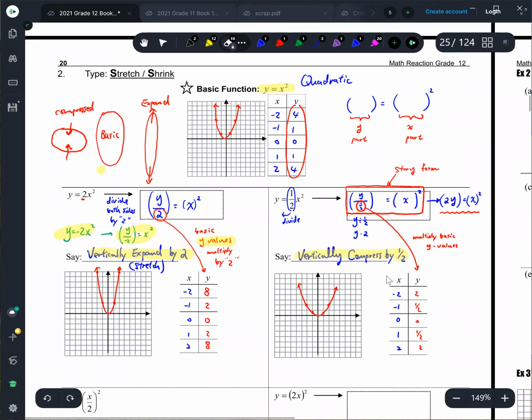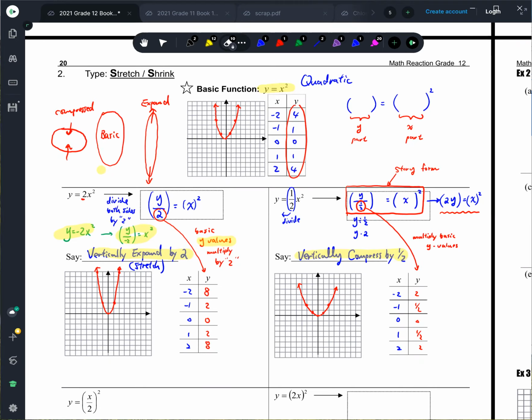Any question about this part? Vertical is the easy one, because you just move it over to the y side. All right, so let's look at the next section.